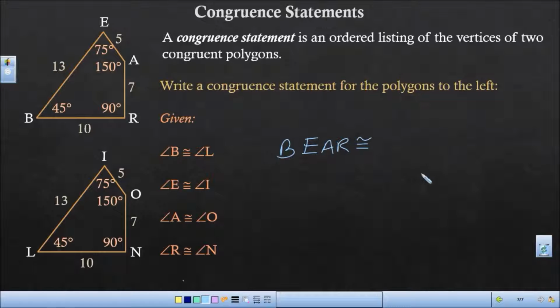Now we don't just name it. We might want to name it LION, and in fact that's what it's going to be. But you don't just name it LION. You have to look at B. What is B congruent to? L. So L is the first letter. E is congruent to I, so I is the second letter. A is congruent to O, so O is the third letter. And R is congruent to N, so N is the last letter.